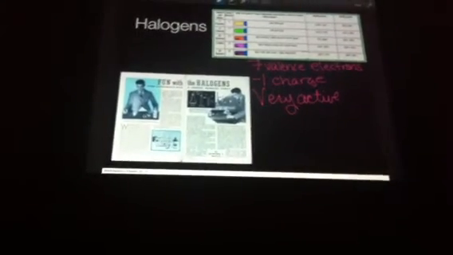Halogens. Halogens have 7 valence electrons. They have a -1 charge. Because they only need 1 valence electron, they are very active, and they will get what they need.